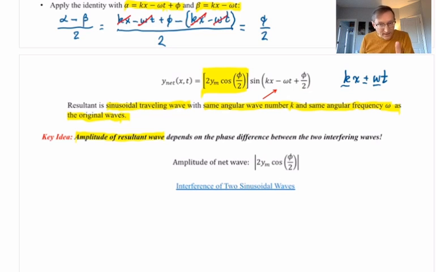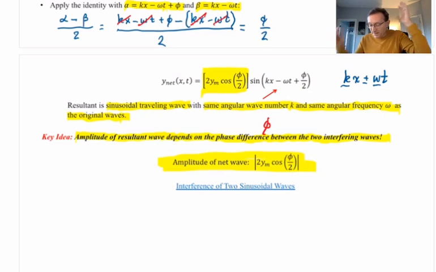And here's the key thing. Just look at what I've highlighted in yellow. The amplitude of the resultant wave depends on the phase difference phi that I had between the two interfering waves. Here it is, I've written it down. The amplitude of the net wave is the absolute value of 2y max times the cosine of phi over 2.